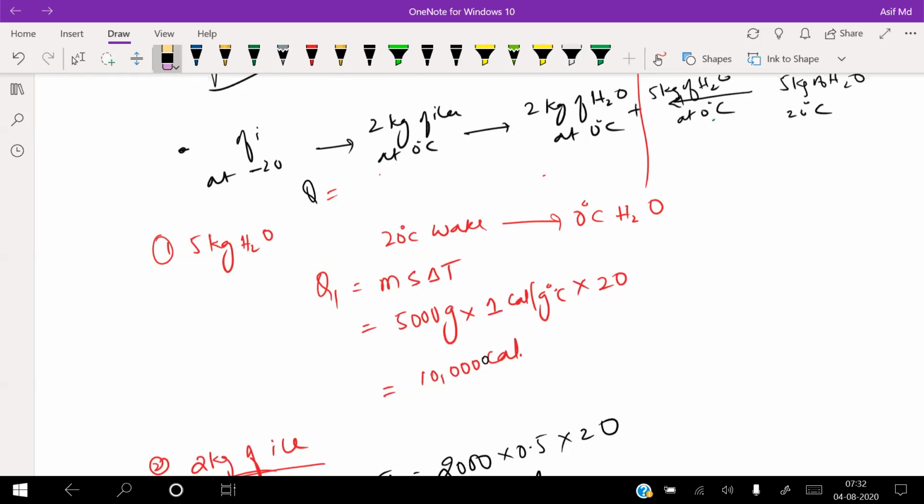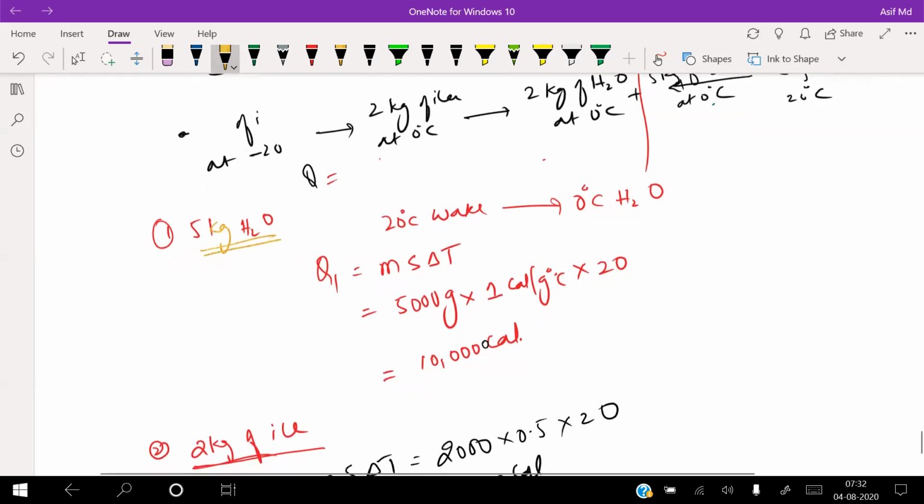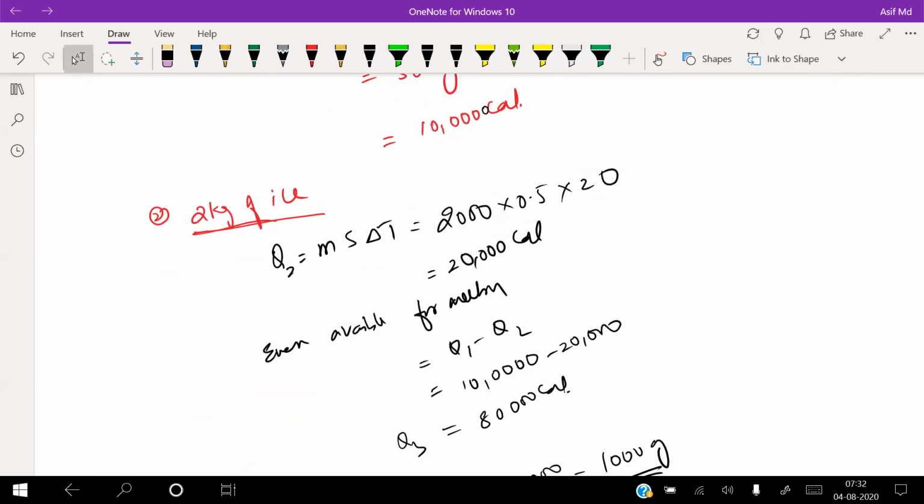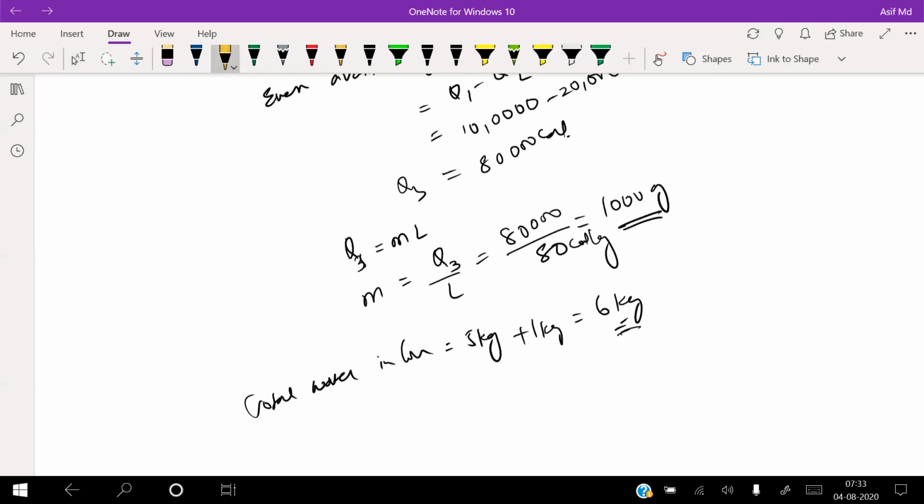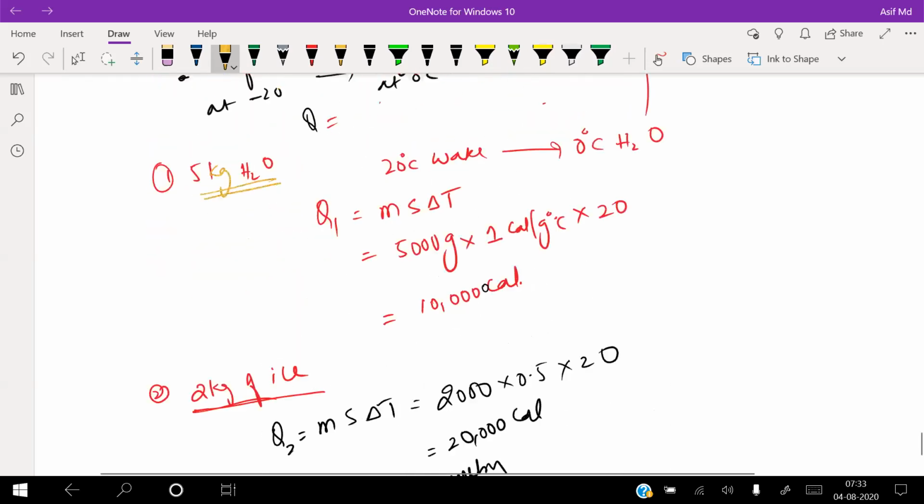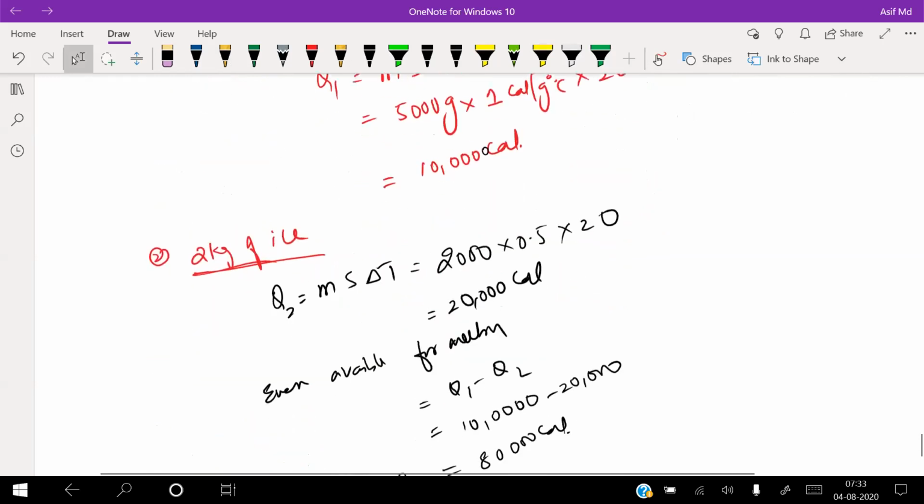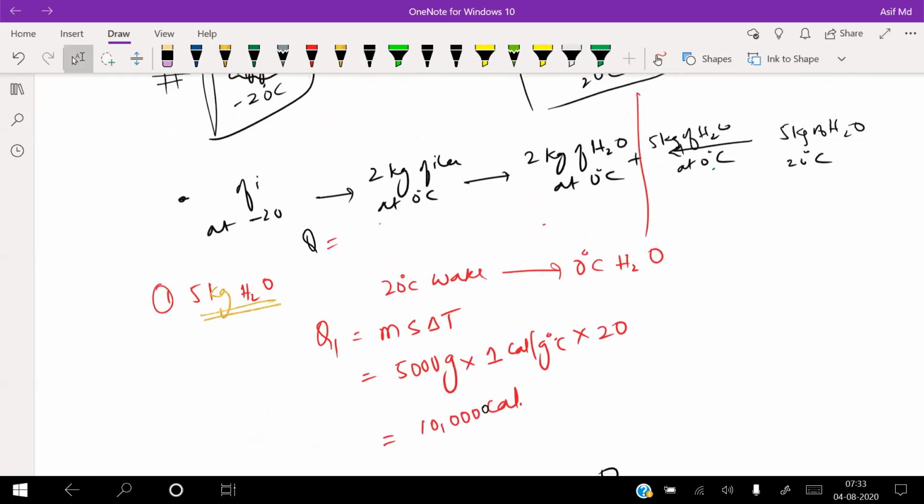So first I took 5 kg of water. Then you have taken 2 kg of ice. I calculated the heats for them first, so I got the difference in the heat. From that I calculate the excess heat, which is nothing but 1,000. That is the reason I have taken only 5 kg plus 1 kg instead of 2 kg. I should have taken 2 kg here. I missed that one step because I only took minus 20 degrees centigrade to 0 degrees centigrade.